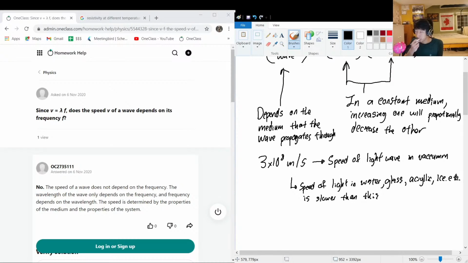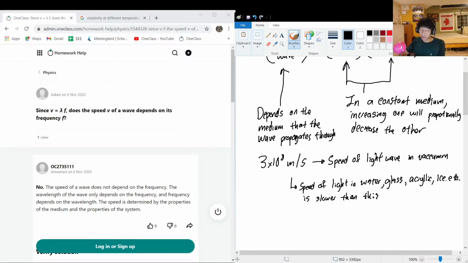A light wave traveling through the vacuum of space is going to have that speed, but it's going to slow down when it's traveling through denser mediums. Like glass sinks in water, so glass has more density than water. I would assume that glass has a slower speed of light inside of it than water.